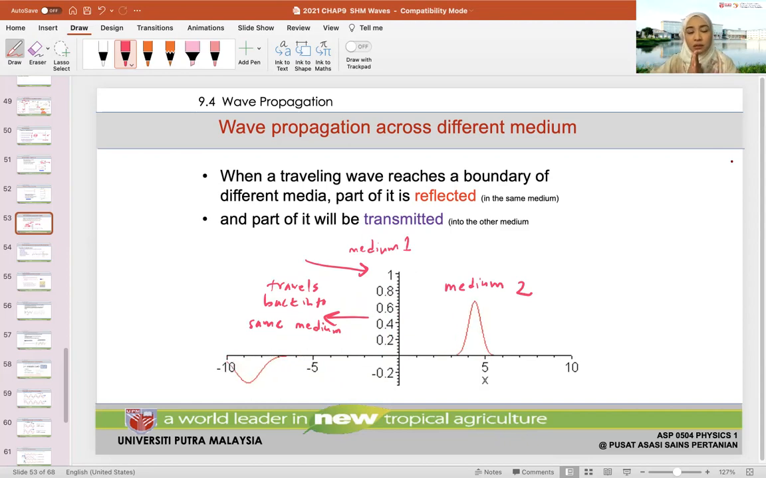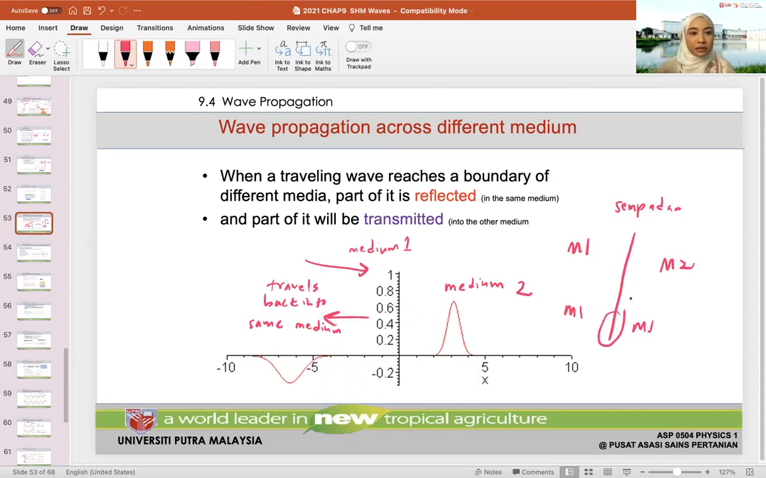Boundary ni apa? What is boundary in Malay? I don't know. Penghadang. Penghadang doesn't sound right. Is there another word for that? Penghadang does translate correctly, but in this context, tak. Apa lah? Batas. Sempadan. Sempadan betul tak? Sempadan. That sounds right, right? Okay. So sempadan between medium one and medium two. Kena berbeza. Sebab tu dia jadi sempadan. Kalau sama je, yang ni M1, yang ni pun M1, nak pun sempadan ke benda kan? So it's basically the same country. There's no sempadan here.